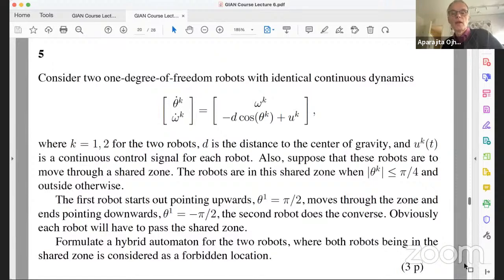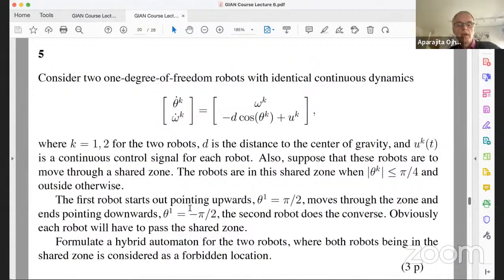The next one is actually 2 robots that are moving around a center, and there is some gravity. The robots are to move through a shared zone. Okay, the robots are in this shared zone when the angle is between plus minus pi/4, or 45 plus minus 45 degrees.